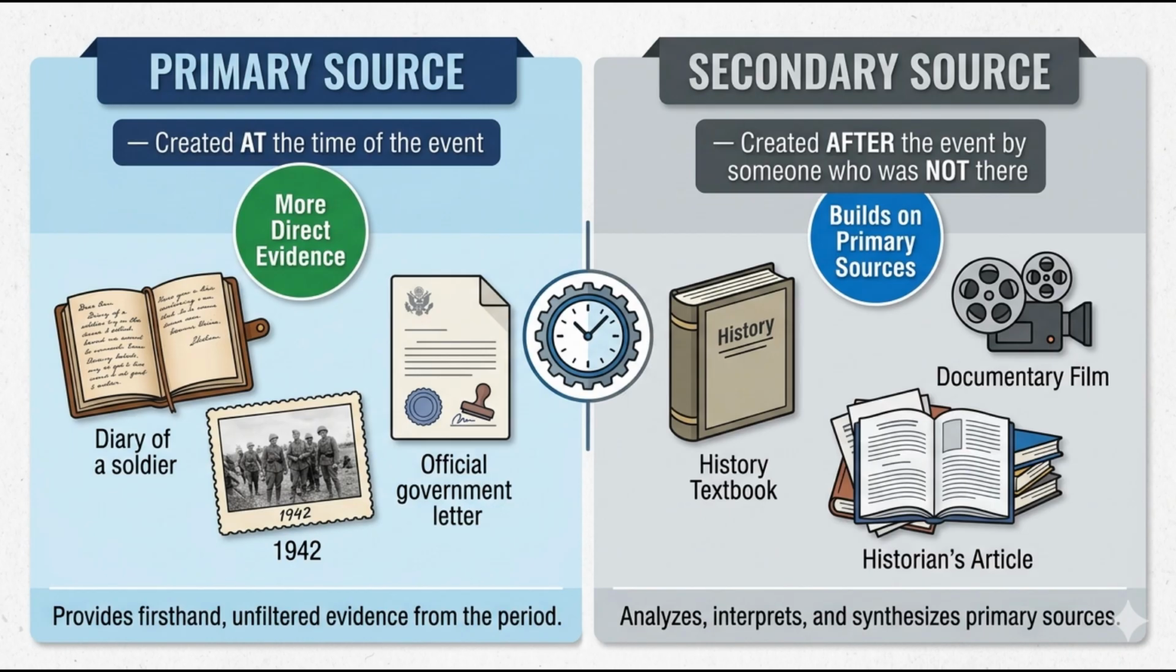A secondary source, on the other hand, is created after the event by someone who was not there. Your history textbook is a secondary source. A documentary made decades later is a secondary source. A historian's published article is a secondary source. Primary sources give you more direct evidence because they come from the time and place of the event. Secondary sources are valuable too. They often combine many primary sources and give you a broader picture. Both types have a role.